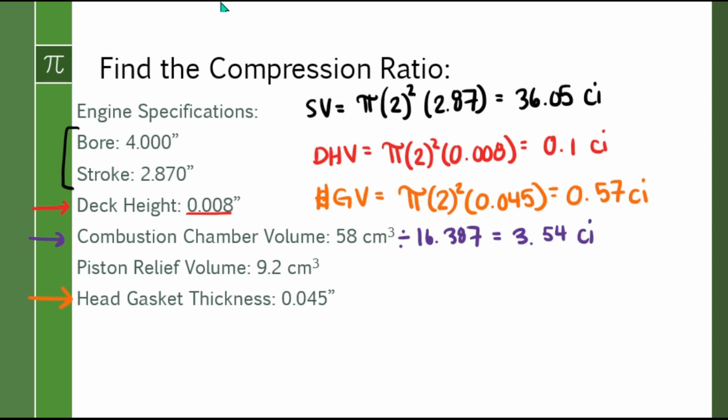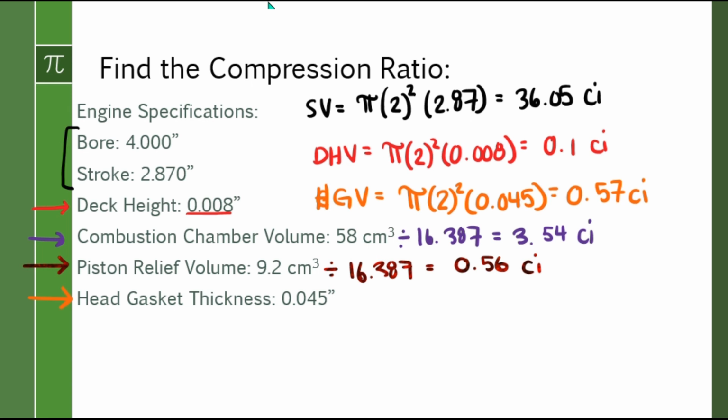And then finally, like I'm running out of colors here, what haven't I done yet? Well, you do the crazy lava pen. The piston relief volume, same thing. Divide it by your conversion factor. And I'm going to get 0.56 cubic inches. Okay, that's everything I need.